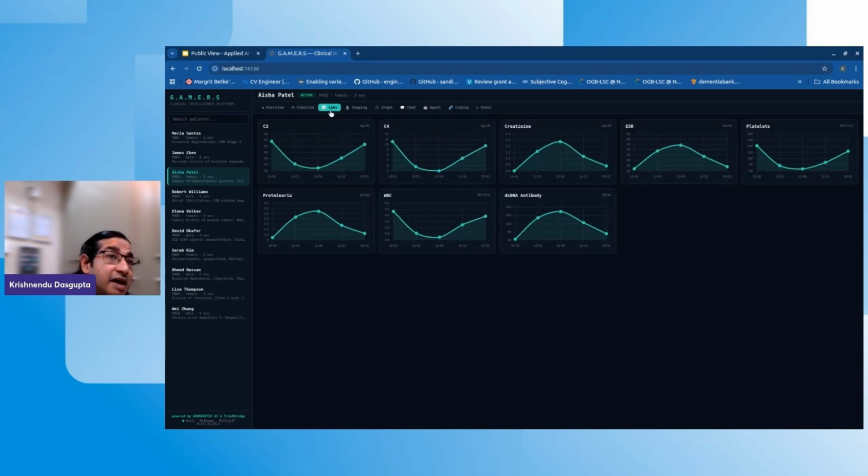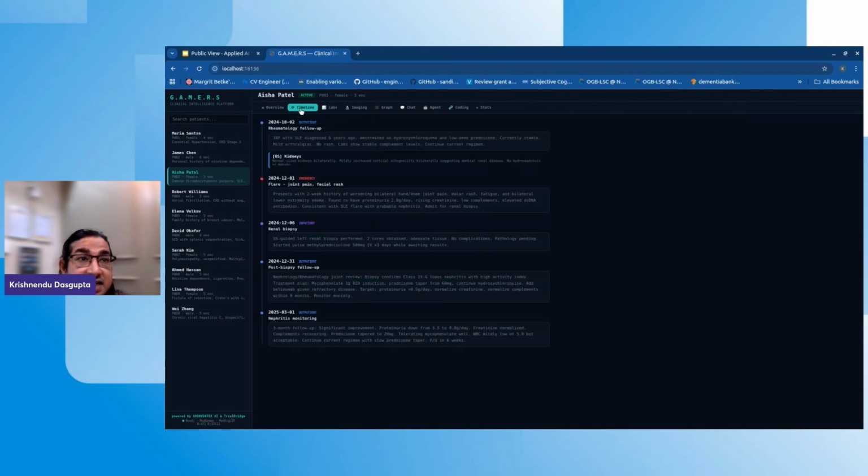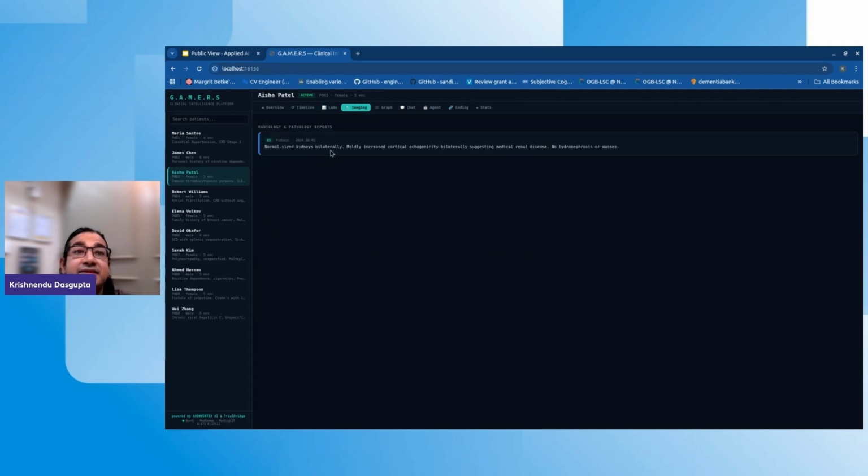Then there are lab values, right? All the lab values which have been done over time can be viewed. So this is text data. This is numerical data. Then comes the imaging side of it. If there is an image available, it can come through. If not, it will not come through.